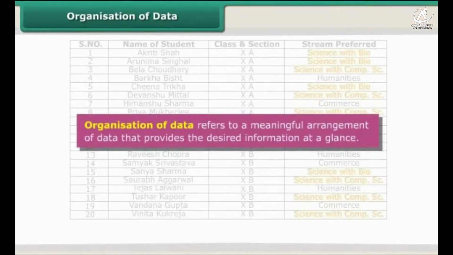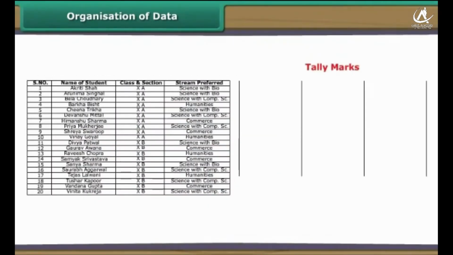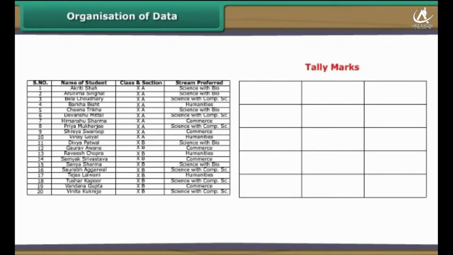Organization of data refers to a meaningful arrangement of data that provides the desired information at a glance. Let us now learn to organize data. We use tally marks to organize data. Let us learn how. Consider the data collected by Sheetal on the stream preferences of Class 10 students.